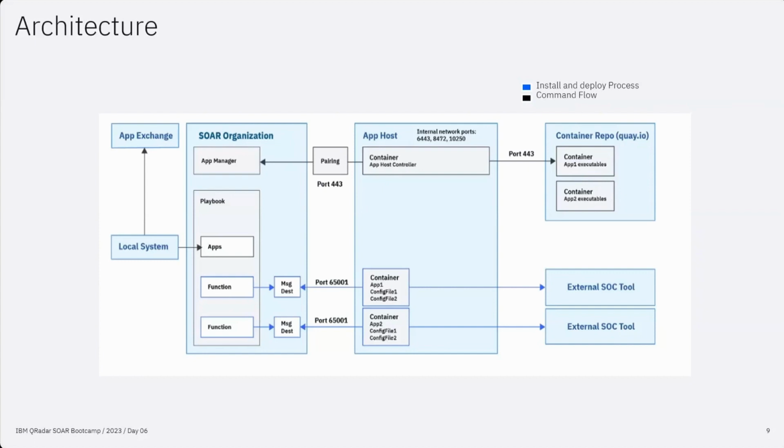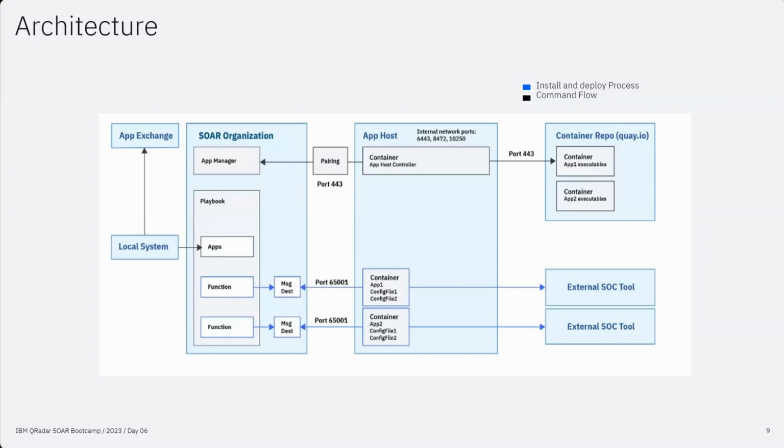So once you install and deploy the app host, you need to pair. If you can see, there's a small box which mentions about pairing. Now, this is to be done on 443. So what do you really mean by pairing? Why do I need to pair my app host and my SOAR platform? We'll be looking at that in detail in the second half of the session, where Prabir will explain the importance of pairing. And you can see the app host talks about various containers. It has apps and their respective configuration files.